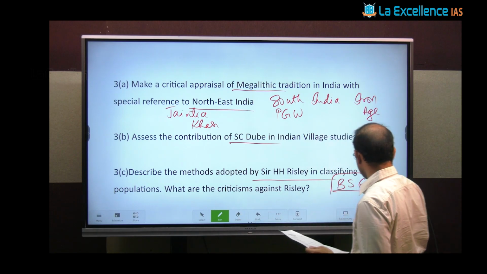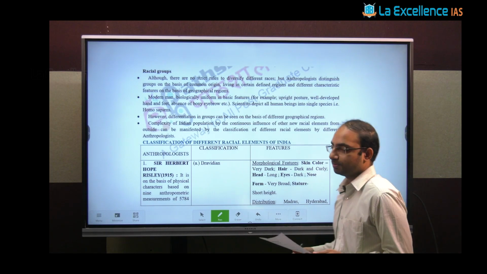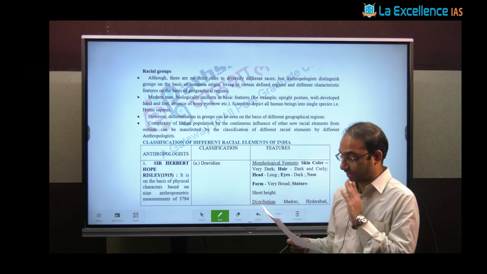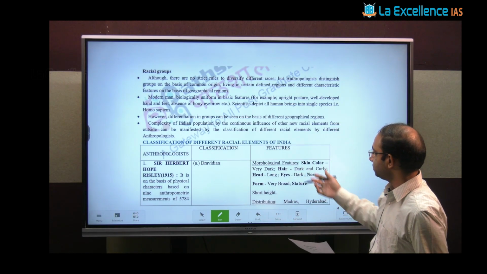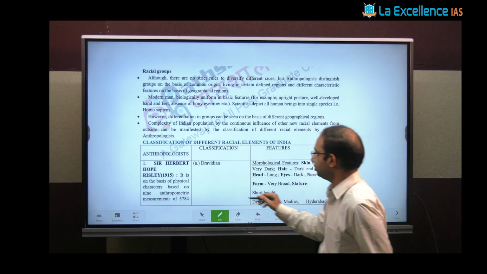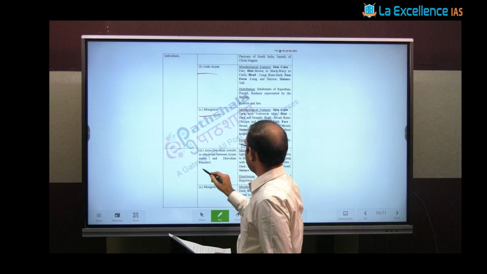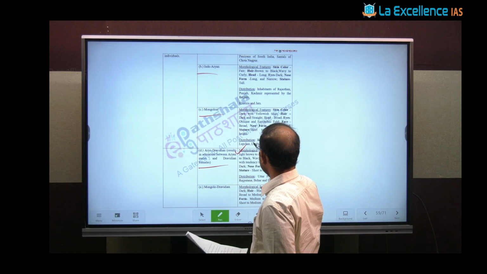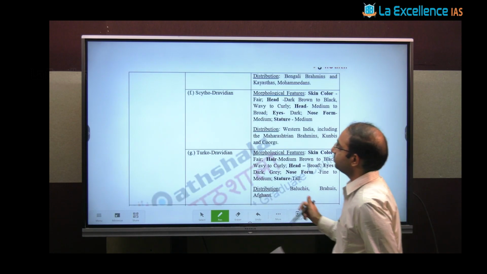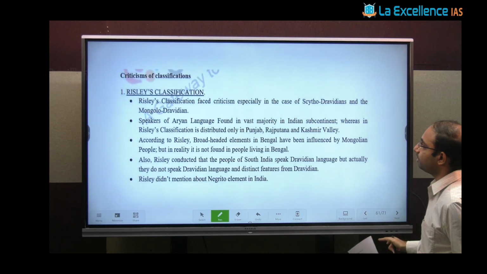So Risley's classification is largely outdated, but maybe from now on it is important to also prepare topics like Risley's classification and other classifications which existed at the time. So here this is Risley's classification. He broke the population into Dravidian, Indo-Aryan, Mongoloid, Aryo-Dravidian, and here we also have the morphological features for each, distribution for each, Mongolo-Dravidian, Scytho-Dravidian. So he believed that the Dravidian element is present to a large extent in the Indian population.